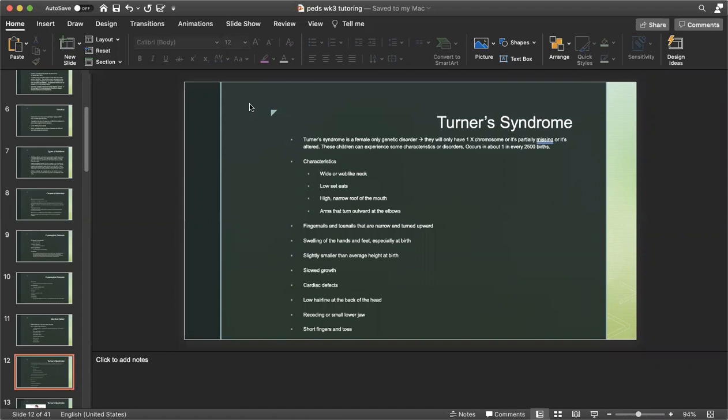So these children can experience some characteristics or disorders, and it only occurs in about 1 in every 2,500 births. So they'll have a wide or web-like neck, those low set ears, which remember could indicate a developmental delay, a higher narrow roof of the mouth, and arms that turn outward at the elbows. Fingers and toenails that are narrow and turned upward, swelling of the hands and feet, especially at birth, slightly smaller than average height at birth, slowed growth, cardiac defects, low hairline at the back of the head, receding or small lower jaw, and then short fingers and toes.